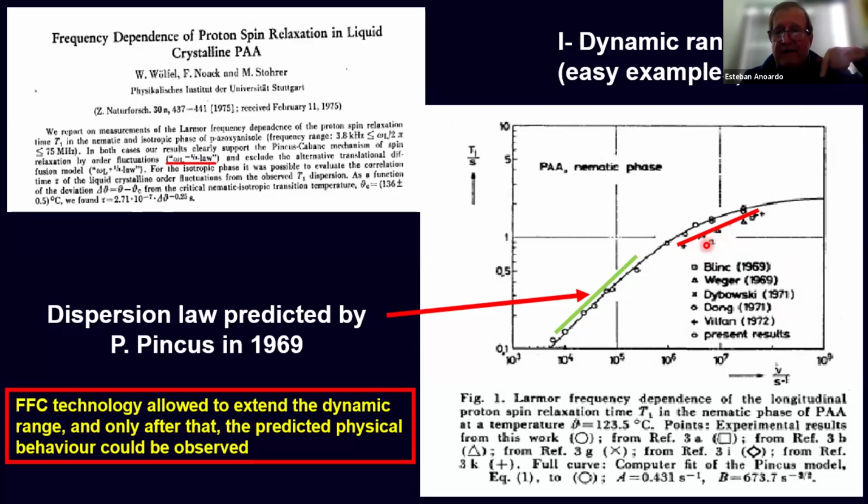It was when NOAC arrived with field cycling and extended the measurements up to the kilohertz frequency region that it was possible to observe clearly the order director fluctuation influence, its dominance on the relaxation. So I want to say this is a very simple example, but it shows clearly that the correct frequency or the correct dynamic range of the experiment may be critical to see what you want to see.